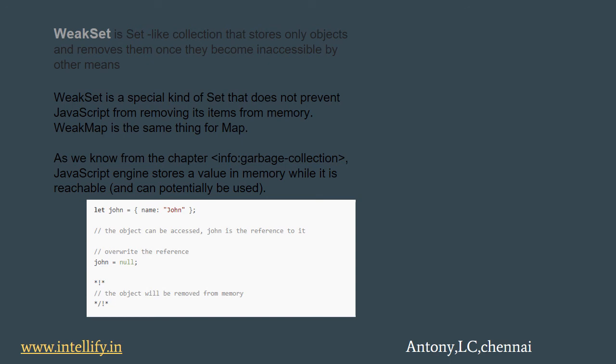WeakSet is a set-like collection that stores objects and removes them once they become inaccessible by other means. WeakSet is a special kind of set that does not prevent JavaScript from removing its items from memory. WeakMap is the same thing for Map. As we know from the chapter on garbage collection, the JavaScript engine stores a value in memory while it's reachable and can potentially be used. So this is what WeakSet is about.